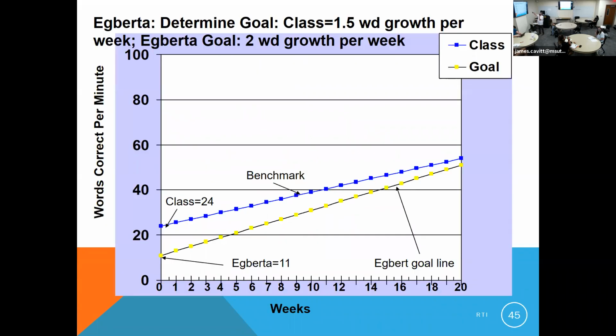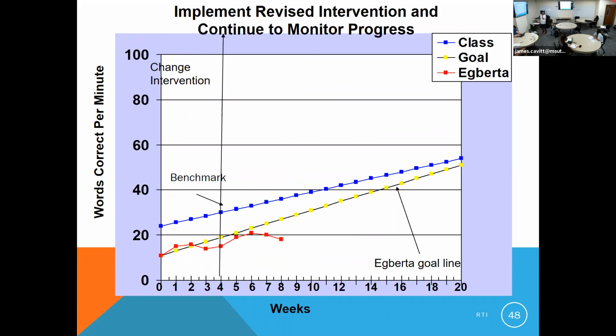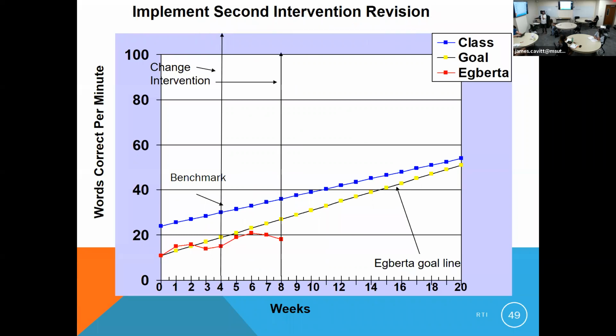So we have very similar stuff to Egbert. Egberta's goal line, etc. And Egberta is making a similar kind of progress to what Egbert did. So we change the intervention, and we see this. So what do we do here? She's currently at tier 2. So what are we going to do? What decision would you make as an RTI team? Tier 3, right? So let's move it.